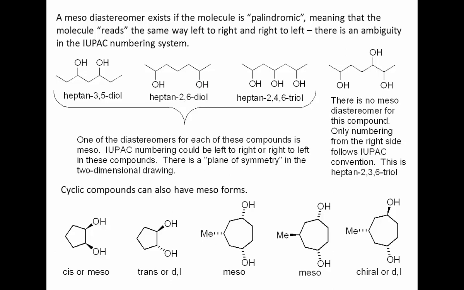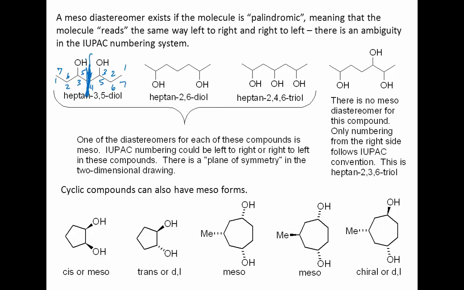Okay, so this compound here, heptane-3,5-diol, again, no matter how you number it, it wouldn't be different, right? It's the same, okay? And you can also see that you have a sort of a plane of symmetry right there. All right, heptane-2,6-diol also has this plane of symmetry, or is palindromic, and one of the diastereomers of heptane-2,6-diol would also be meso.